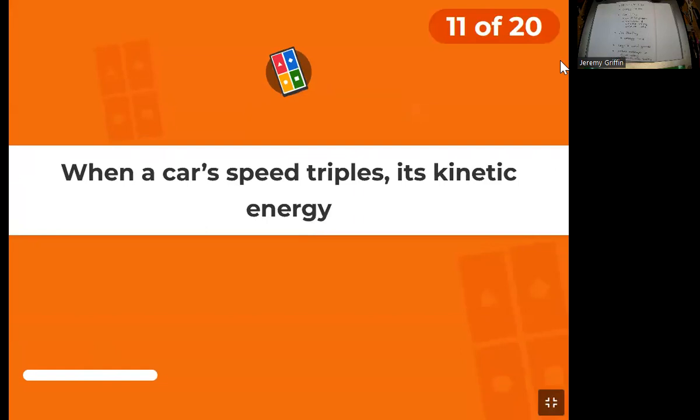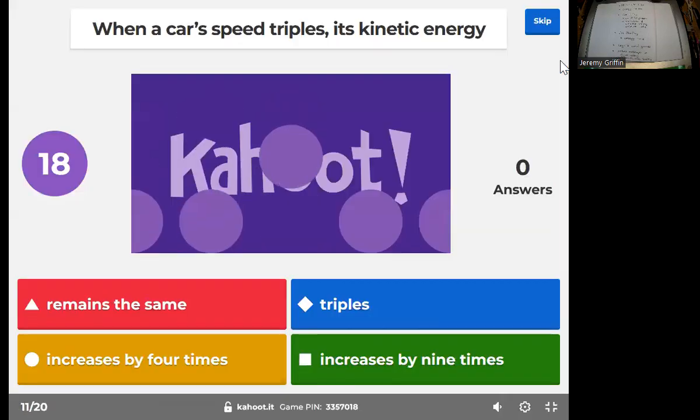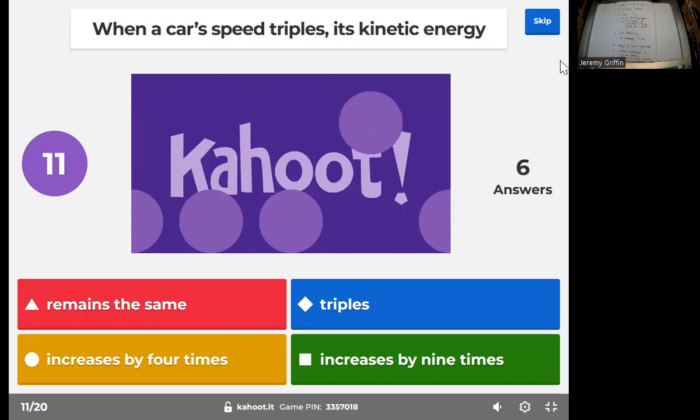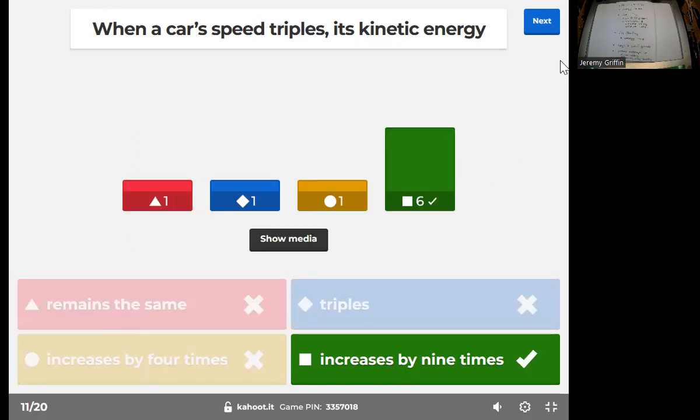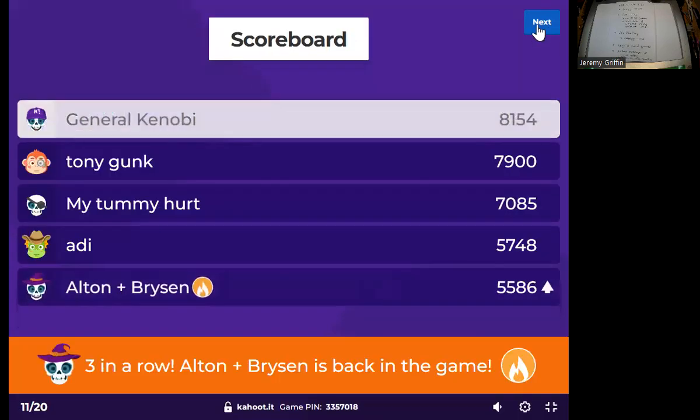When a car's speed triples, what happens to its kinetic energy? 1/2 mv squared. So 3 times the speed is 9 times the energy. Of course, that would also translate to 9 times the braking distance, if you slammed on the brakes.